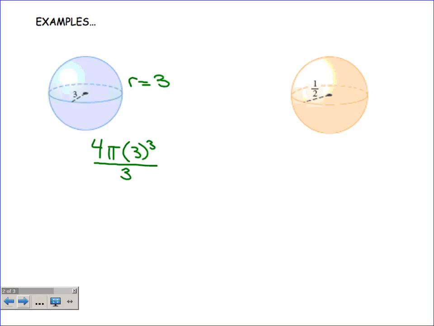So 3 cubed is 27. 27 times 4 is 108. So I basically have 108 pi divided by 3. 108 divided by 3 is 36. So 36 pi. And we're going to round this, let's do the nearest tenth. So what do you guys get? It's probably over 100.